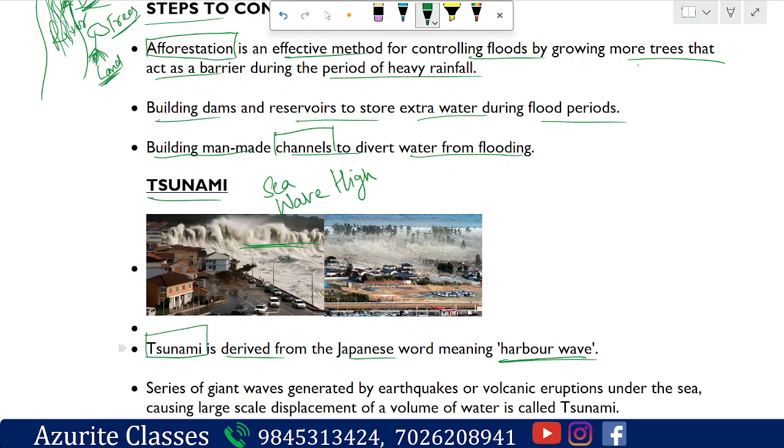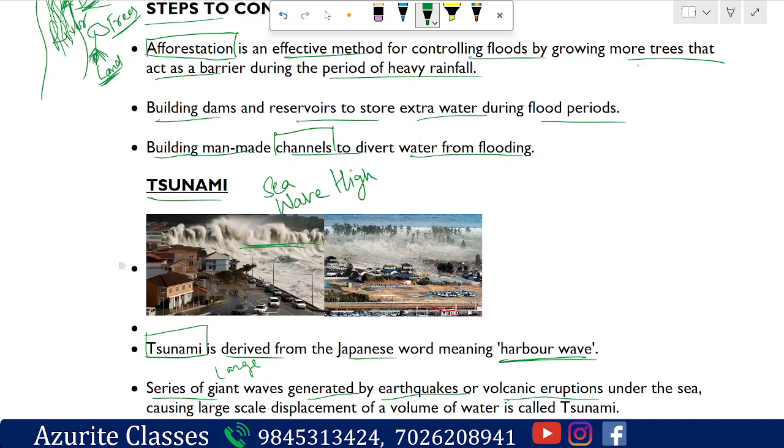That is why it is the harbor wave. Okay, so series of giant waves generated. Giant means large, big waves. Okay, so listen, don't disturb in between. Series means large waves generated by earthquake or volcanic eruption inside the sea.